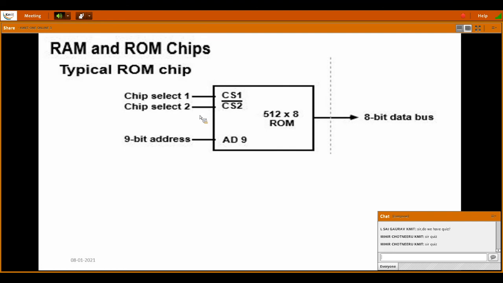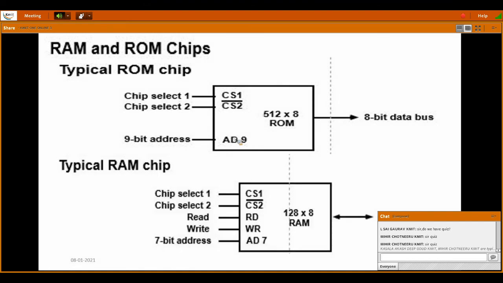Understood? Now the main memory: typical RAM and ROM chips. Here in the typical ROM chip, first we select CS1, next the chip selection CS2. Here there is no read and write, only the bit selection. For bit selection we go to AD9.